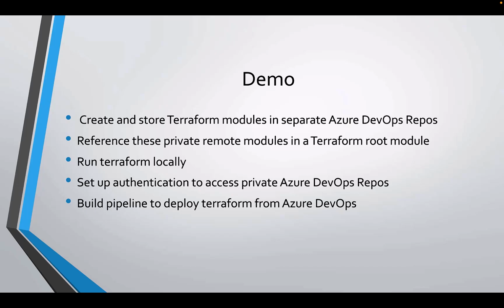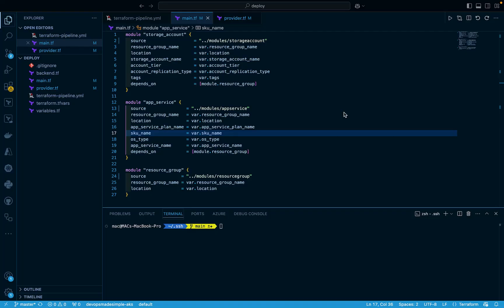In this hands-on demo, we're going to be creating and storing Terraform modules in separate Azure DevOps repos. We're going to reference these private modules in a Terraform root module. We're going to run Terraform locally. We're going to set up authentication to access the private Azure DevOps repo. And then finally, we're going to build a pipeline to deploy Terraform from Azure DevOps. Let's dive into the demo real quick, guys.